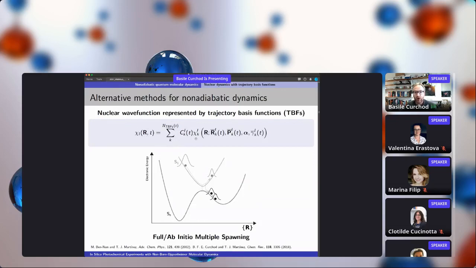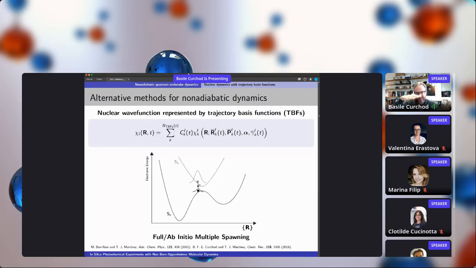frozen multidimensional Gaussians. So you would start your dynamics here, a bit like in surface hopping, with a Gaussian here, with given initial conditions, and you will propagate this Gaussian classically on this surface. Now, when you reach a region of non-adiabaticity here, what will happen is that you will spawn a new function. So it's different from surface hopping where you jump. Here you keep your Gaussian on the excited state, but you create a new Gaussian down there.